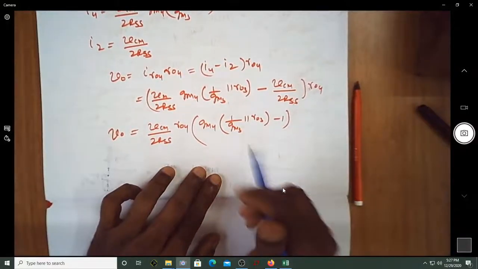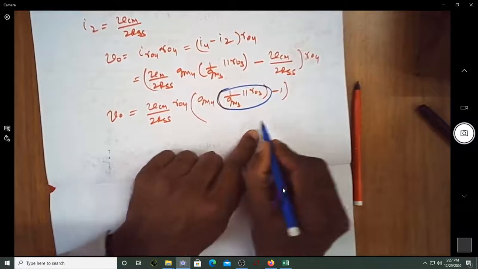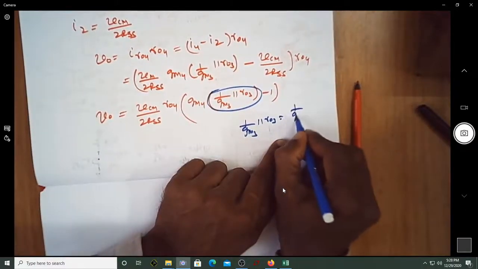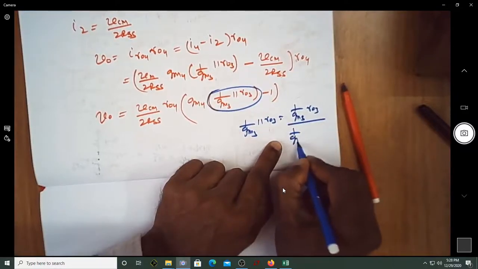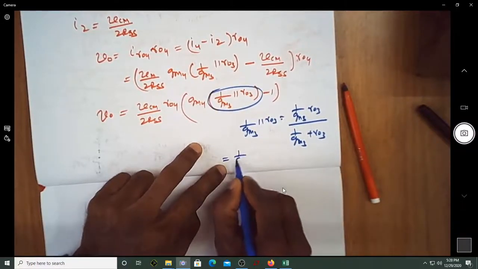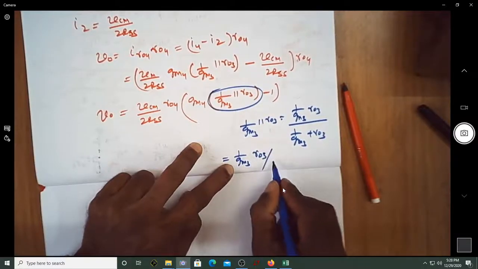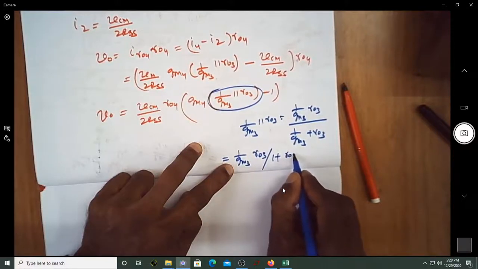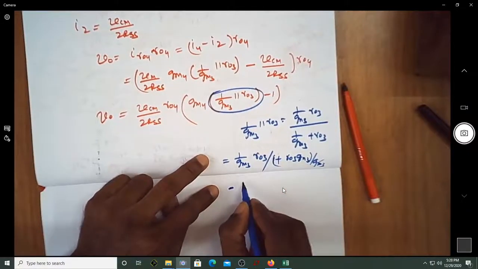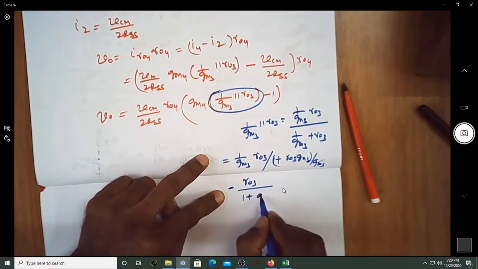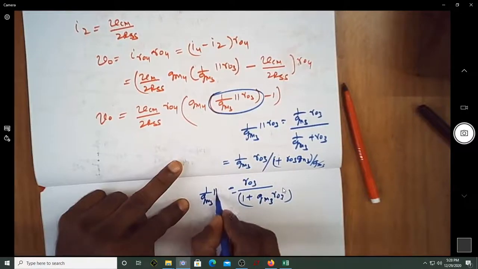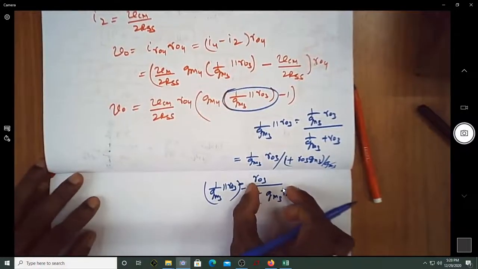Let us try to simplify 1 over GM3 in parallel with R03. It equals 1 over GM3 into R03 divided by 1 over GM3 plus R03, upon taking the LCM and simplifying. So I end up with 1 over GM3 into R03 divided by 1 plus R03 GM3, whole divided by GM3. This GM3 will cancel, and I end up with R03 divided by 1 plus GM3 R03. So this is equal to 1 over GM3 in parallel with R03, and I can use this expression.